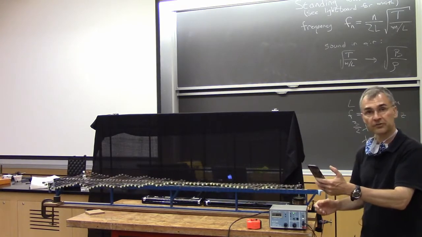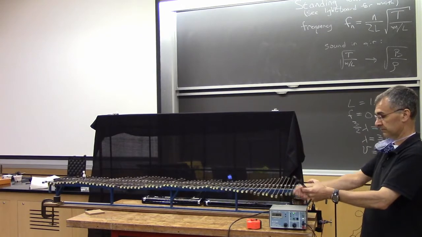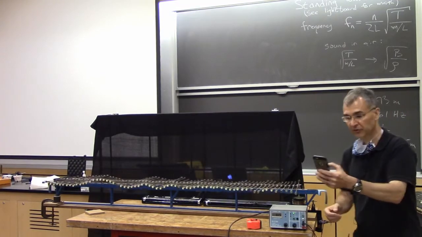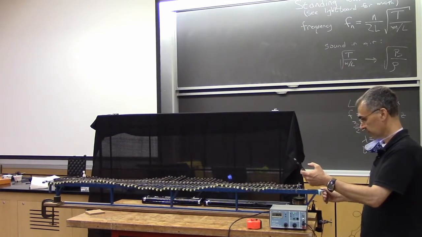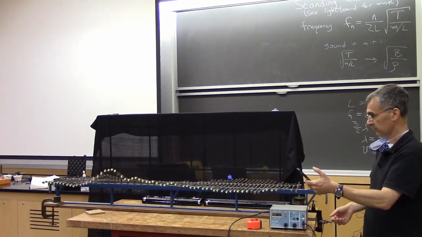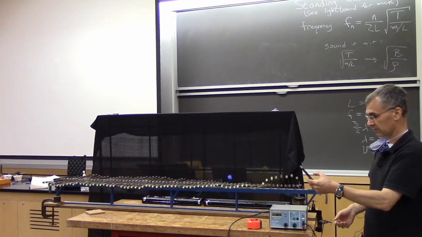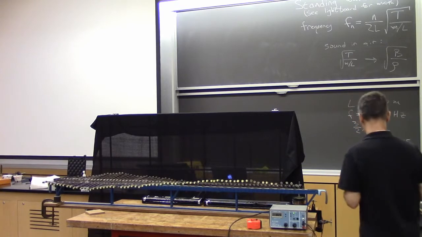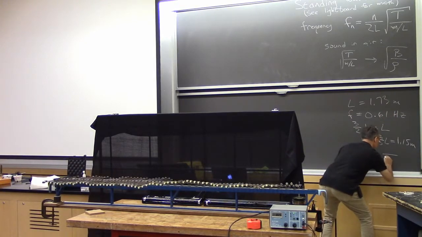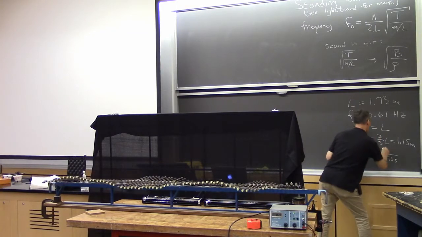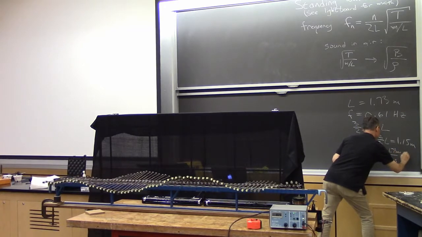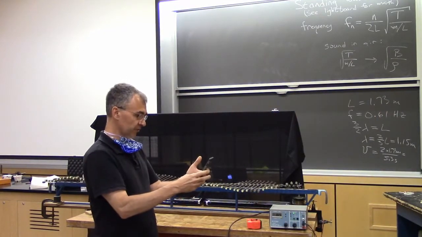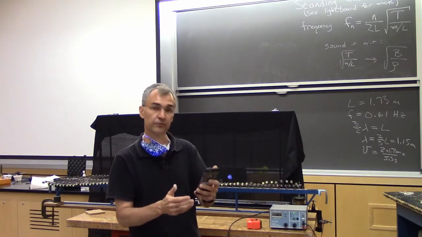Okay, that was about 5.5 seconds. Let's try it again. That was about 5.25 seconds. Let's try it again. That was about 5.25 seconds. So let's say it takes about 5.3 seconds to go two lengths of the wave machine. So that gives us a wave speed on this machine. About 0.65 meters per second.